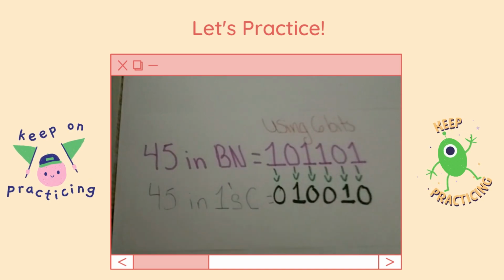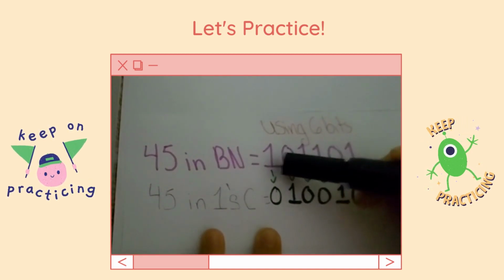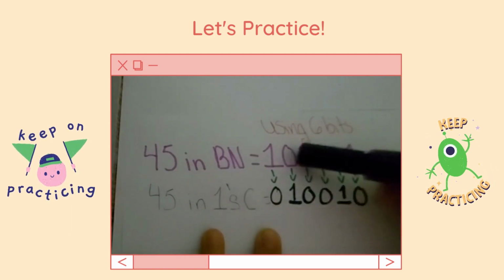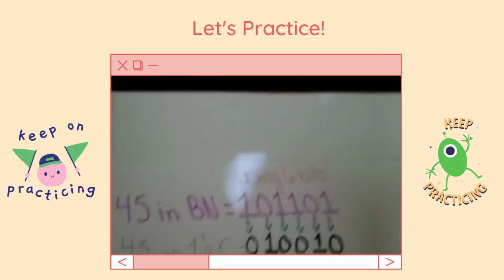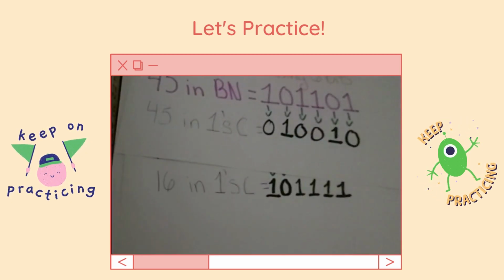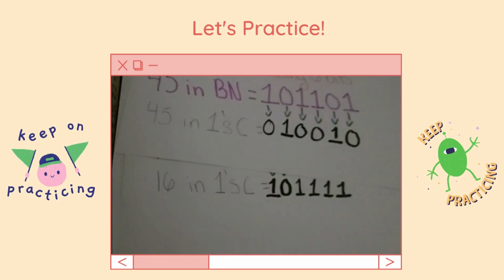Again, all we did was invert. So if there is a 1 here, we'll invert it into a 0, and if there's a 0 here, we'll do the opposite and invert it into 1. Remember, the rule for 1's complement is basically to invert all the numbers.